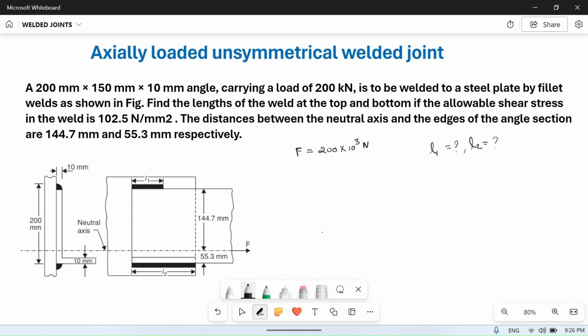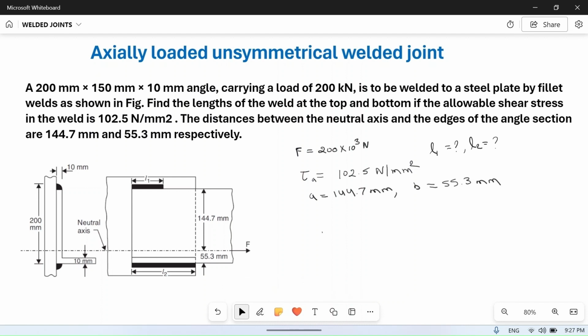If the allowable shear stress, tau allowable, is 102.5 Newton per mm square. The distance between the neutral axis and the edges of the angle section is given. Suppose upper distance is A and lower distance is B, so A is equal to 144.7 mm and B is equal to 55.3 mm. So we have to find L1 and L2.